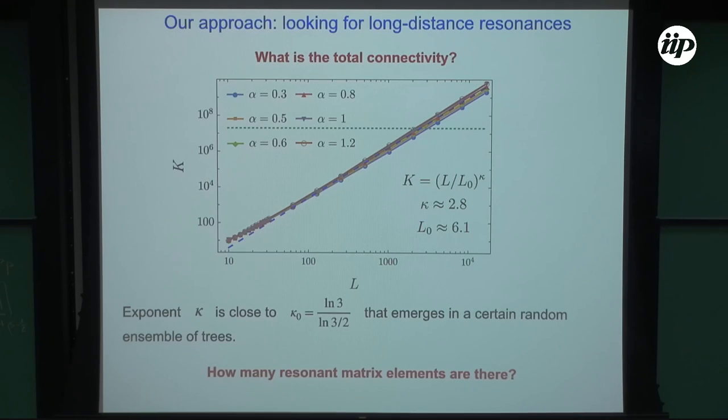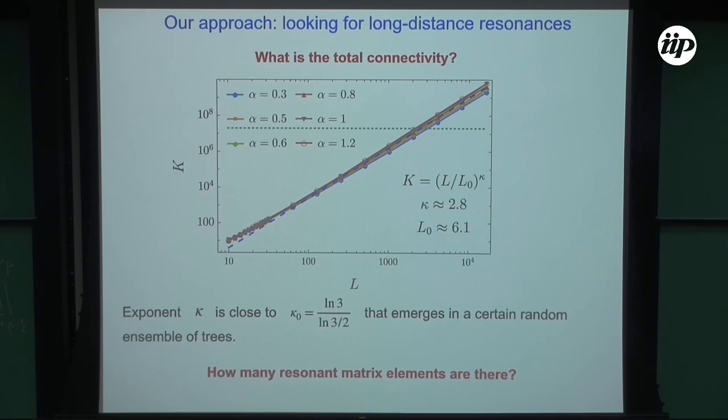Because of that, we have to resort to just numerical analysis of the problem. First of all, we can understand how many non-zero matrix elements the Hamiltonian has that connect a given tree state to another tree state. The number of these matrix elements turns out to scale as a power law with the size of the system. The fact that it is a power law follows immediately from the selection rules.